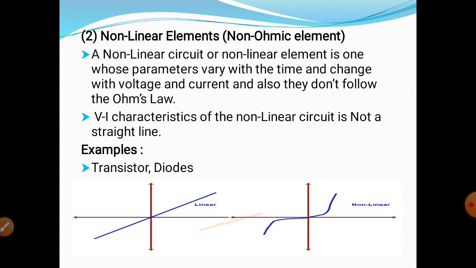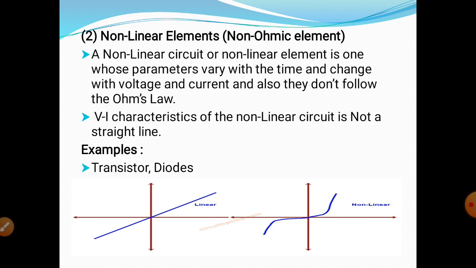And next one is non-linear elements, another name is non-ohmic elements. Non-ohmic elements do not follow Ohm's law. A non-linear element varies with time and changes with voltage and current. Its VI characteristic of a non-linear circuit is not a straight line. Examples of non-linear elements are transistors and diodes.